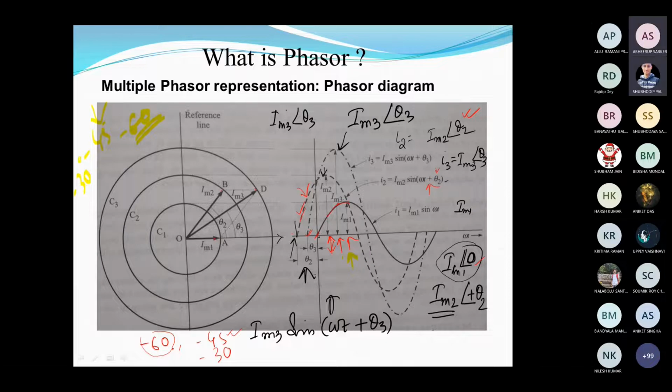Yes, sir, got it. Sir, here for the impedance we take Z equal to R plus or minus jX. Okay, students, I hope all of you have understood.